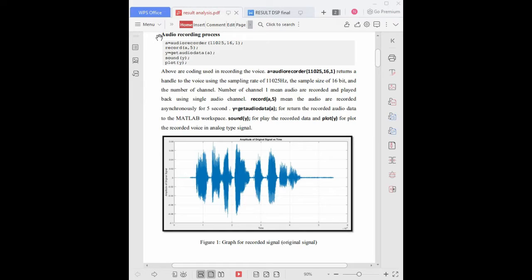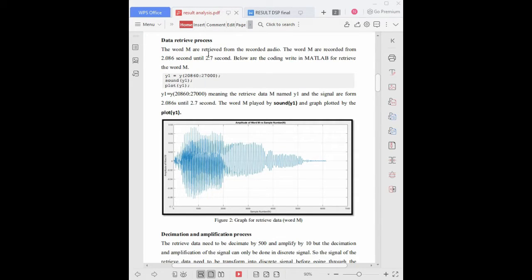For the audio recording process, recording is like this. The audiorecorder, this is the sample frequency, number of bits and the channel. Record 5 means we record the voice for 5 seconds and return the recorded audio to the MATLAB workspace, assign to Y to play the recorded data, and we plot the signal. So this is the signal of the voice saying UTHM FKE. From the recorded audio, we retrieve the word M.